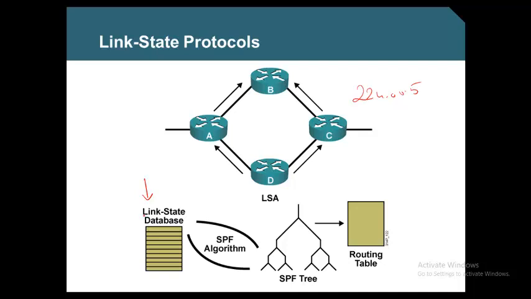First of all the routers should know each other, and then they will send whatever they have, and those things are collected by each router inside a memory location called the link state database. This link state database now has the complete picture of the topology.